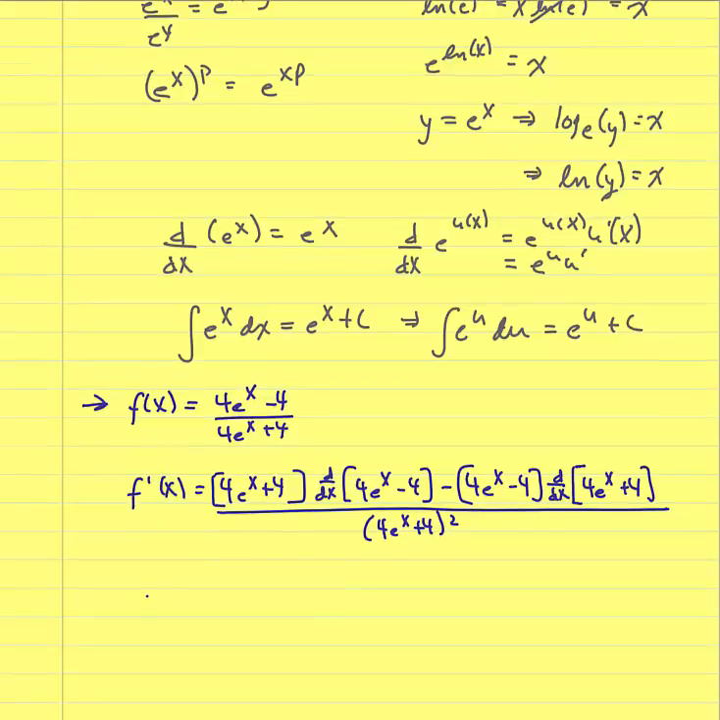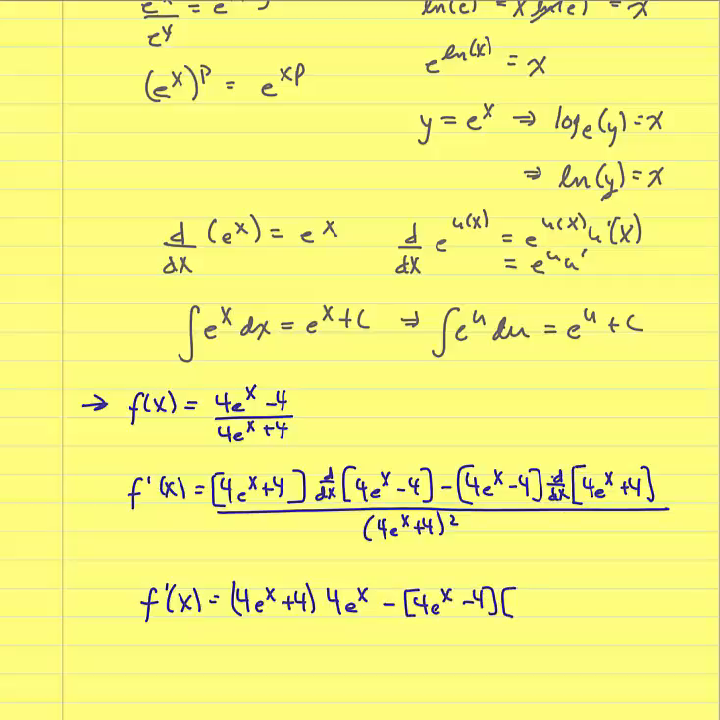Okay, so we haven't taken our derivative and we also need to simplify, so we have quite a bit of work left to do here. So I have 4e to the x plus 4. The derivative of 4e to the x is just going to be 4e to the x, because remember the derivative of e to the x is e to the x, and I just drag along the 4. The derivative of a negative 4, derivative of a constant, is 0, minus 4e to the x minus 4. And then again, the derivative of 4e to the x is 4e to the x, and the derivative of 4 is 0. And this is all over 4e to the x plus 4 quantity squared.